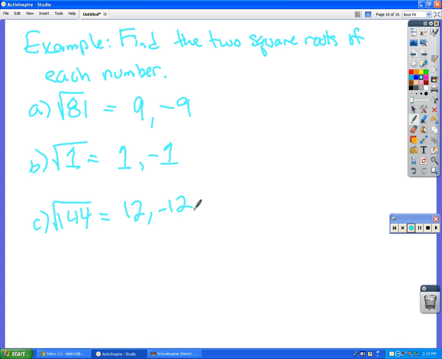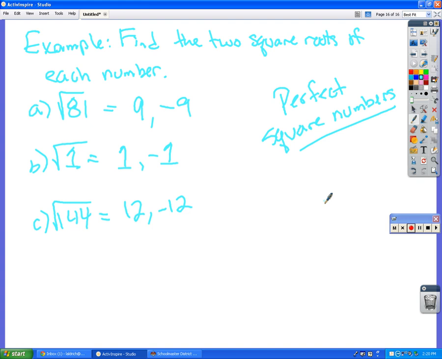Okay? All right, good. And all of those numbers there, the 81, the 1, and the 144, are called perfect square numbers. Because what's true about all the answers to those? They're whole numbers, okay?